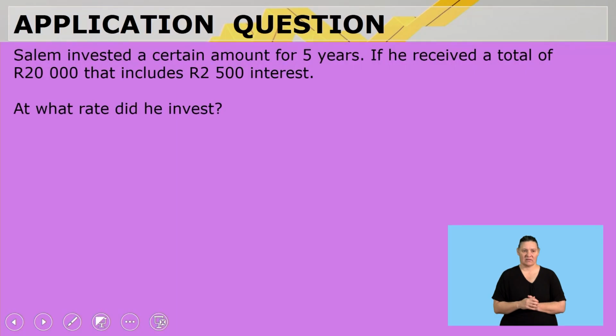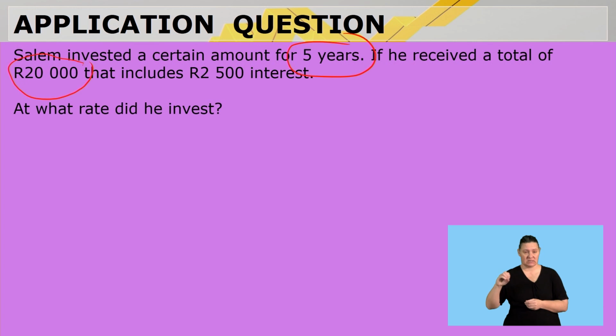Welcome back. Let's look at some application questions. Salem invested a certain amount of money for 5 years. If he received a total of 20,000, that includes 2,500 Rand interest, at what rate did he invest? Now, because we have the end value and not the initial value, we first need to calculate our initial value.